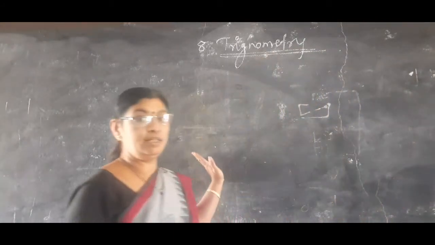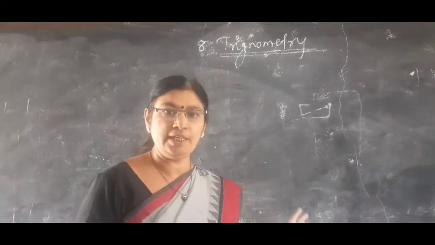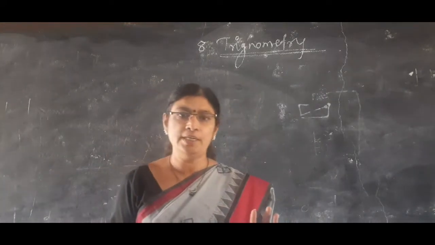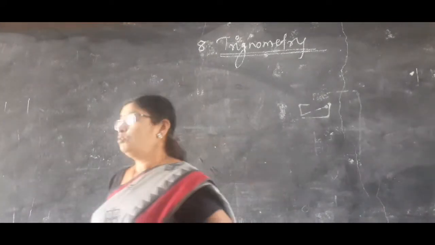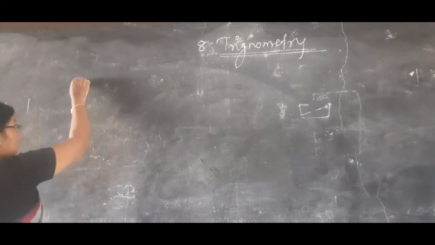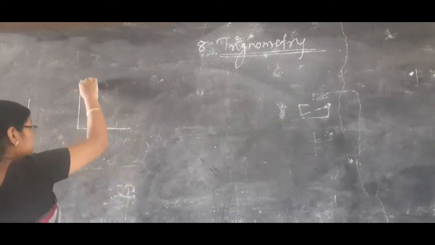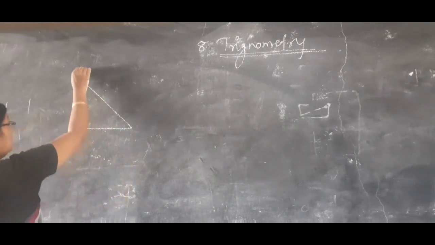Now three sides are given. By using those three sides, you can find any distance between any two objects or the height of any object. Now see here, what are the important terms in trigonometry. If a right angle triangle is given, it is always applicable for a right angle triangle.